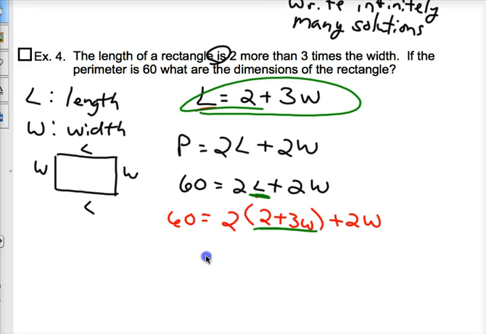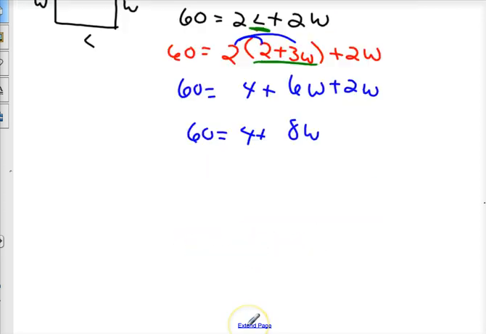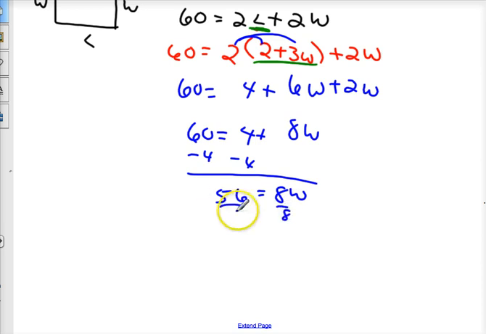I can distribute 2 and get 4 plus 6W plus 2W equals 60. Add like terms and get 8W plus 4 equals 60. Subtract the 4 and get 56 equals 8W. And then finally, let's get that W on its own, and we got that W is 7. So the width is 7 units. I didn't tell you what unit to use, so the width is 7.